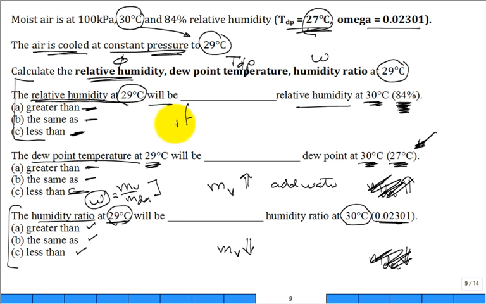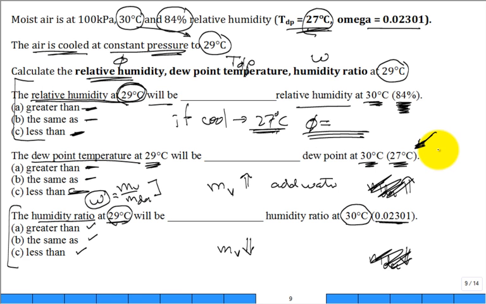If you did cool all the way to 27 degrees C, such that now the dry bulb equals the dew point temperature, and we already know then that it's also equal to the wet bulb, all three of those temperatures are the same. What would be the relative humidity if I was able to cool it all the way to 27? Now, I know I stopped at 29, but if we cooled it all the way to 27, what would be the relative humidity? Would it be greater than 84? It would be 100%. It would be saturated air, right?